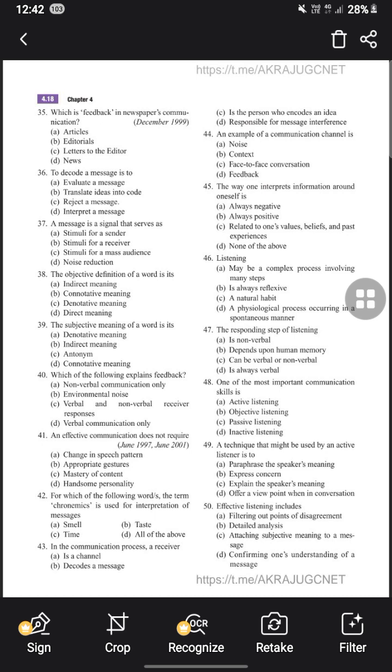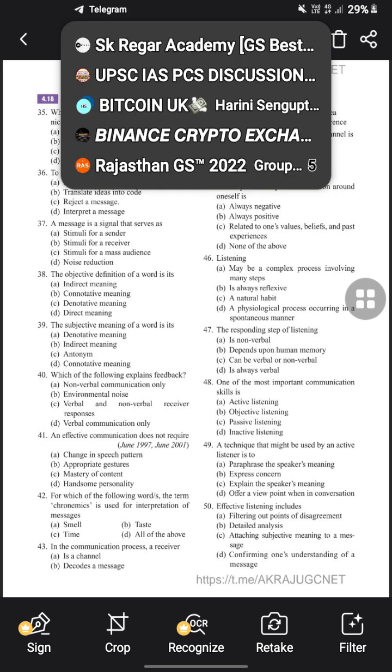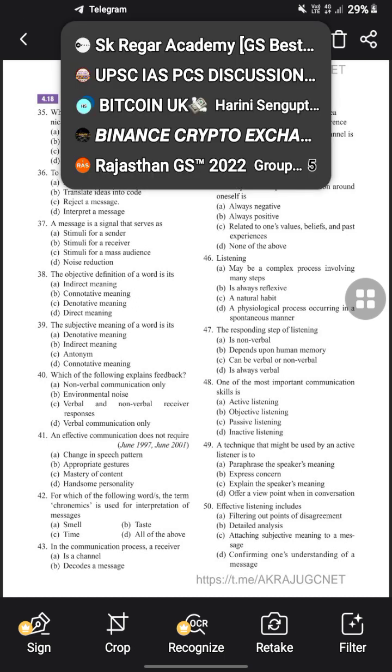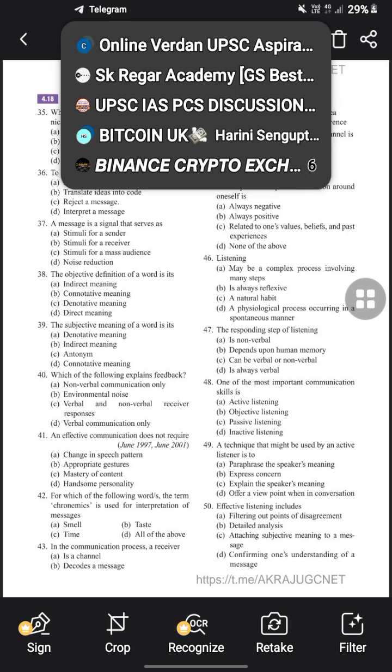Which is feedback in newspaper communication? 35 is C, that was letters to the editor. To decode the message is what? 36 is D, interpreting a message. A message is a signal that serves as what? 37 is B, that is stimuli for the receiver. The objective definition of a word is its what? 38 is C, that is denotative meaning. The subjective meaning of a word is what? 39 is D, that was the connotative meaning.